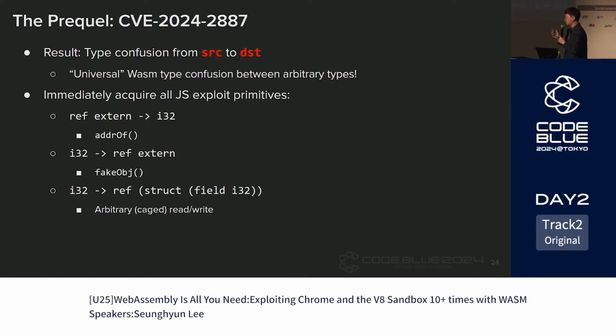It's also interesting that with this kind of bug, we can immediately acquire all JavaScript exploitation primitives. For example, confusing a reference to an extern type to a 32-bit integer grants you the primitive of addrof. Going backwards, it grants you the primitive of fakeobj. If we take a detour and convert a 32-bit integer to a reference to a structure that has one 32-bit integer field, and do a read-write on that structure, we immediately get an arbitrary caged read and write primitive.